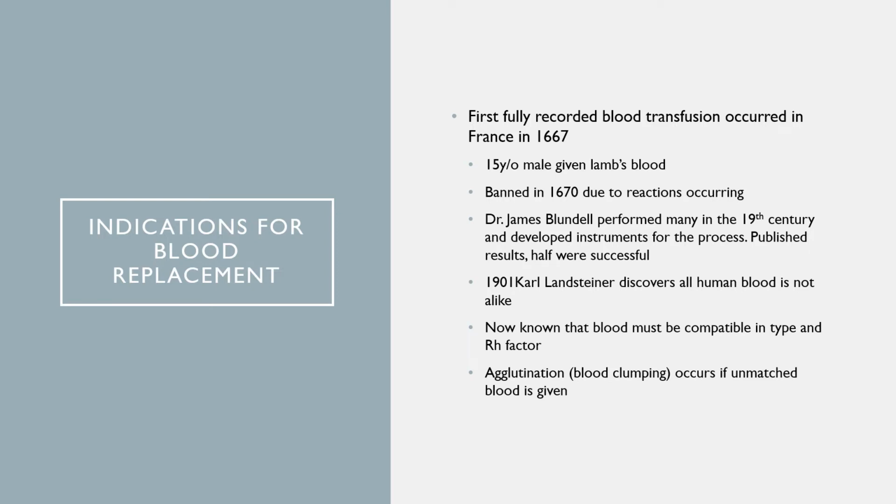Then in the early 19th century, Dr. James Blundell had some successes. He developed some instruments for the process, and he published his results. About half of them were successful. In 1901, Carl Landsteiner discovered that all human blood is not alike, and now it is known that blood must be compatible in both type and Rh factor. If unmatched blood is given, agglutination occurs, which is a big fancy word for blood clumping. Agglutination.